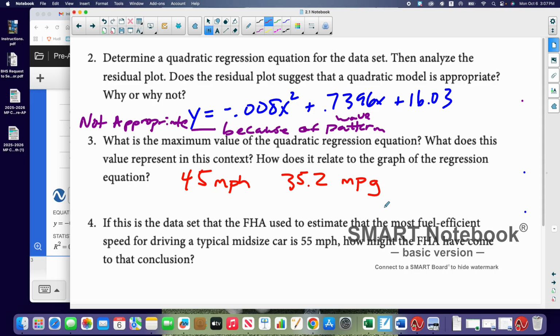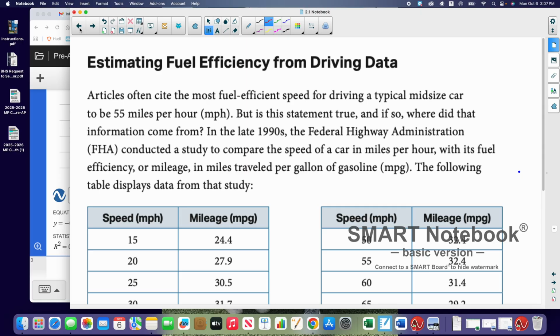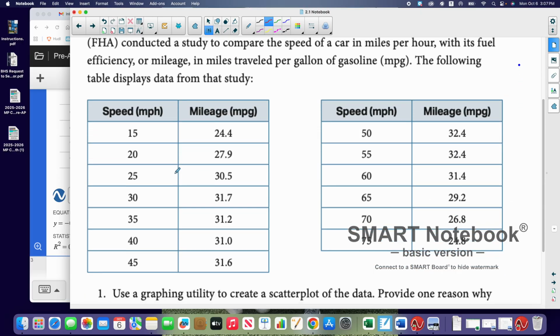Okay, if I run the regression, it says 45 miles an hour. If I just look at the table, though, what do you notice? It's the same as 50. Okay, 50 and 55 were the same. It was 32.4. And those were the highest two values in the table. So if I could set the speed limit going 55 versus 50, why not, right? Let's go a little faster. We're going to get the same miles per gallon. We'll get there quicker. And they probably set it at 55 due to that. All right? Make sense? So something along those lines.